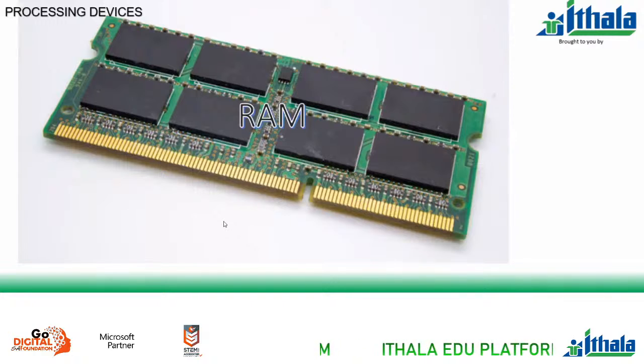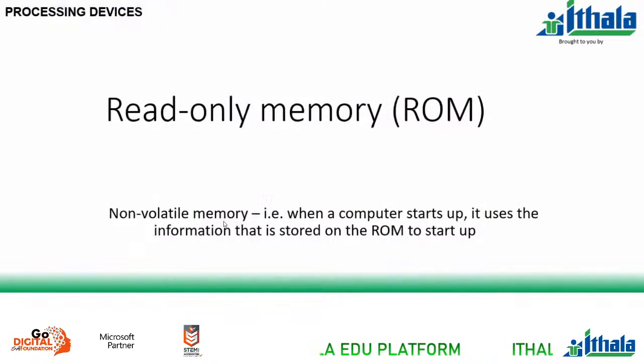The very next thing in your processing devices is your ROM. It's called non-volatile memory. For example, when your computer starts up, it uses the information that is stored on the ROM to start up. You don't get the information into your computer, such as how big your hard drive is, how much RAM you have, what your board is like, whether you have a DVD-ROM.